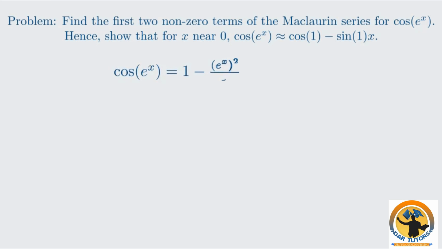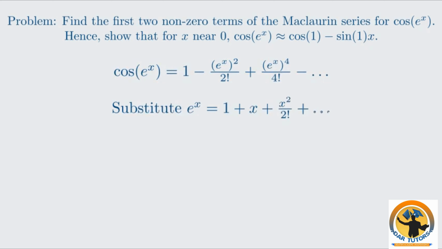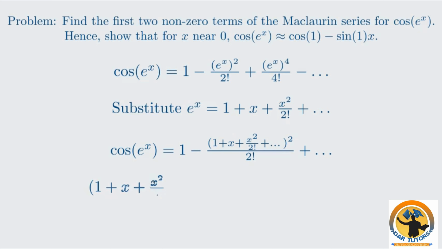We start with the series for cos u. Then we substitute the series for e to the x for u. This gives us 1 minus the quantity 1 plus x, squared over 2 factorial, and so on, squared all over 2 factorial plus higher order terms. Now we need to expand the term in the parenthesis, but we only need to go up to the x term, because we are looking for the first 2 non-zero terms. Expanding the square, we get 1 plus 2x plus x squared, plus higher order terms.